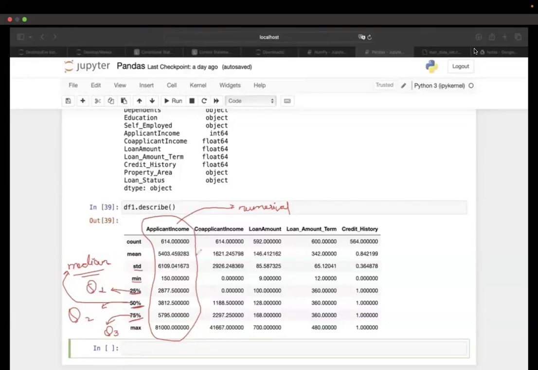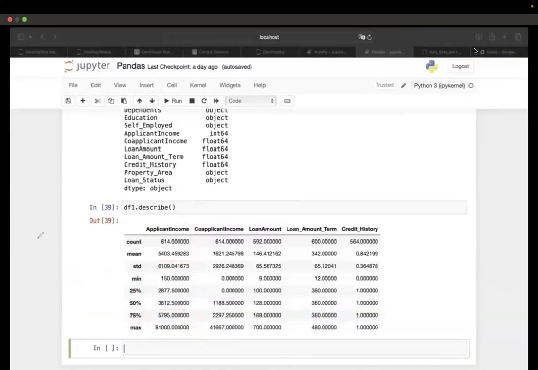Hmm. What I told you guys, how you check if data is biased or normally distributed. Your mean should be equal to your median, right? Mean is 5403. What is median? 3812. Are the two equal? No. Data is biased, which means it contains outliers. Don't worry, we'll talk about that.